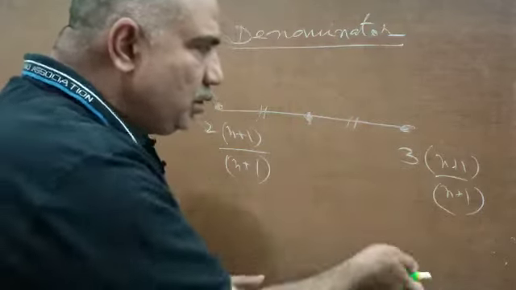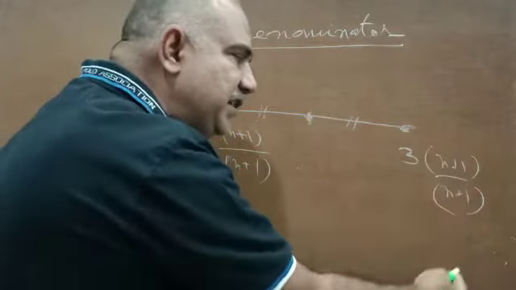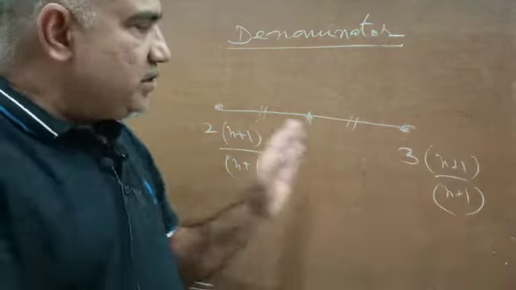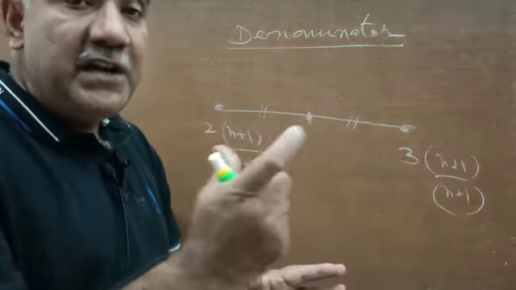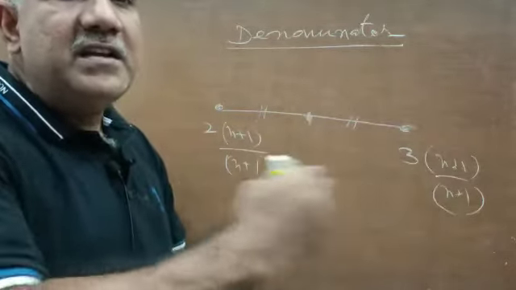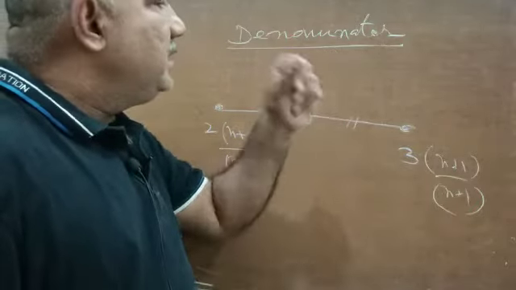So what you do is multiply by n plus 1 and divide by n plus 1. The value will not change. At the same time, you will have n plus 1 as denominator, which will ensure that your space between 2 and 3 has been divided into n plus 1 equal parts. And with n plus 1 equal parts, you can accommodate 9 numbers between 2 and 3. So that was all about the denominator method.